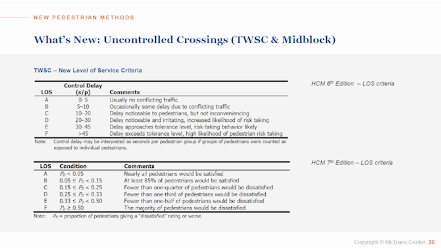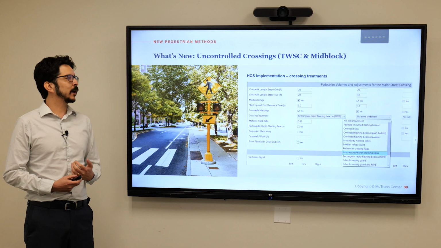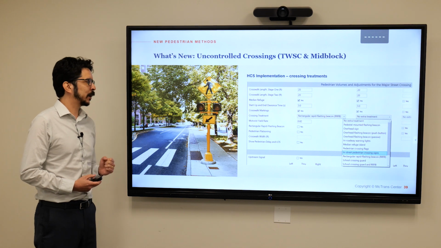So any delay greater than 45 seconds would translate into level of service F. In the 7th edition, in the table at the bottom, we have this percent of dissatisfied pedestrians. So we get a level of service A when less than 5% of the pedestrians are dissatisfied, but we get a level of service F when more than 50% of the pedestrians consider this crossing experience a dissatisfying one. And this is how it's implemented in the Highway Capacity Software.